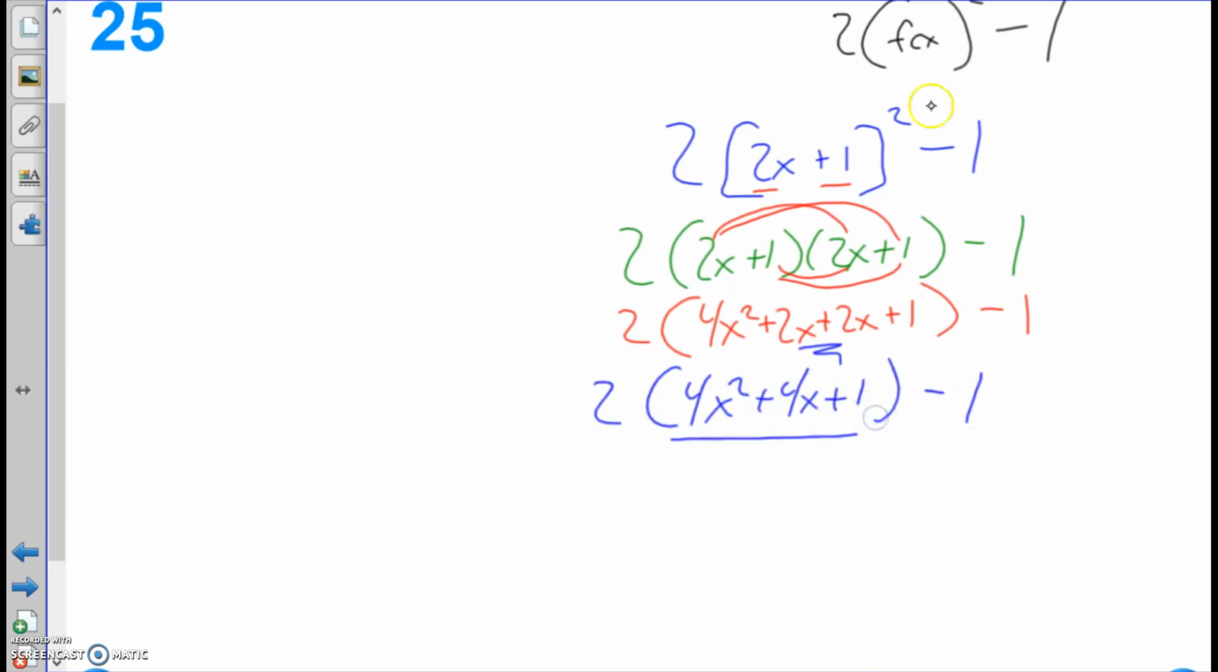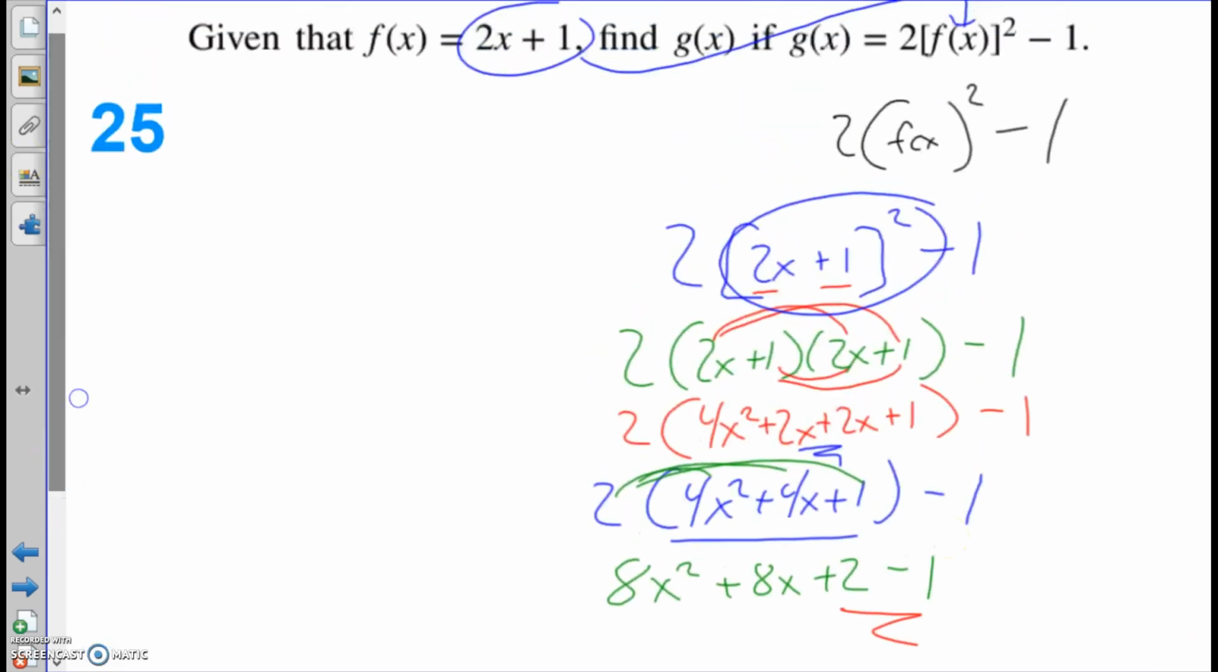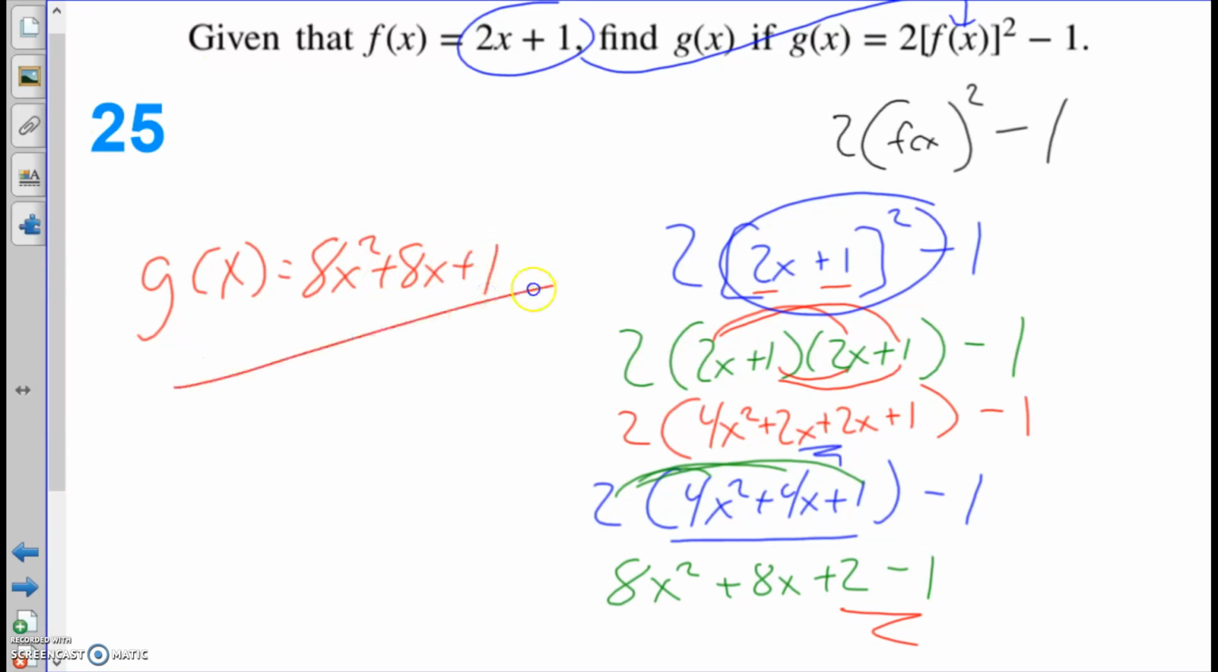So this right here is what you get when you have 2x plus 1 squared. Now I can distribute this 2 and apply this minus 1. So distributing the 2, we get 8x squared plus 8x plus 2 minus 1. Combine my last like terms here, and I'm going to write my final answer over here, that g of x, because that's what this is, 8x squared plus 8x plus 1.